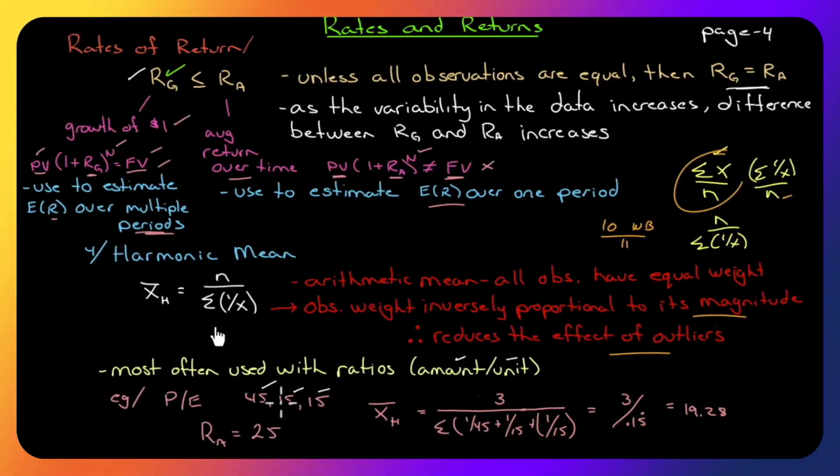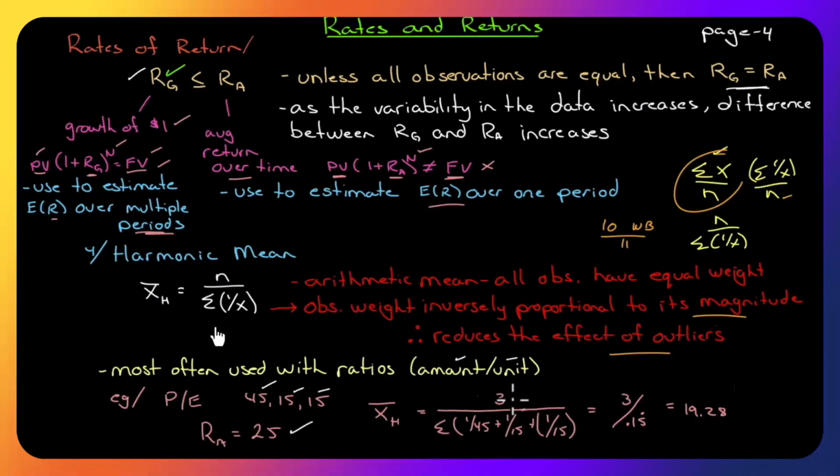If we took an arithmetic average of these 3 numbers, we'd have an average PE in the industry of 25. Let's do the harmonic mean. And all we're doing is we're inverting. So it's the sum of 1 over x. So it's the sum of 1 over 45 plus 1 over 15 plus 1 over 15. You're just adding the 3 up, and that is your denominator.